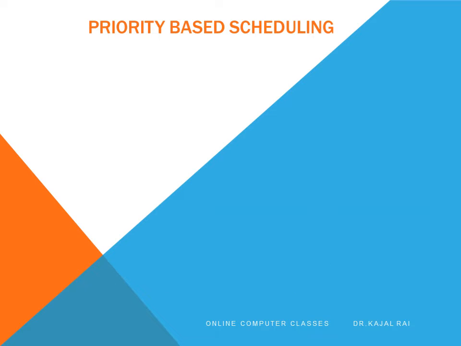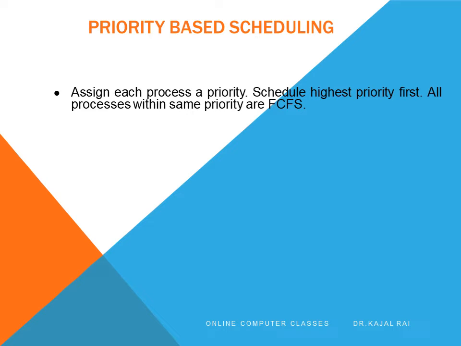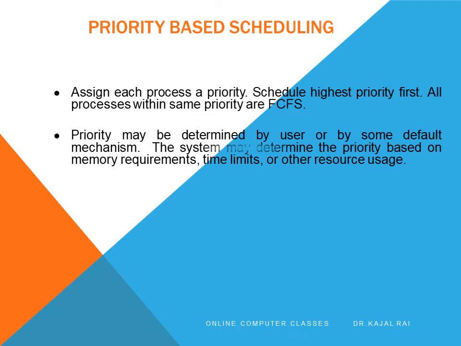Now let us look at priority based scheduling. What is priority based scheduling? Here each process is assigned a priority and the highest priority is scheduled first. If some processes have the same priority, then they execute on a first come first served basis. Priority may be determined by the user or by some default mechanism. The system may determine the priority based on memory requirements, time limits or other resource usage.